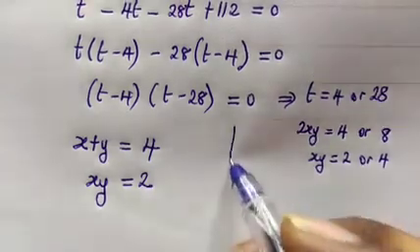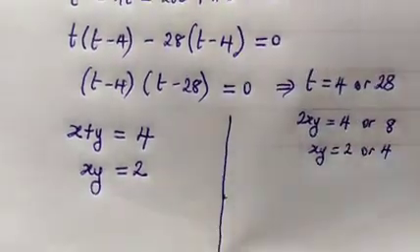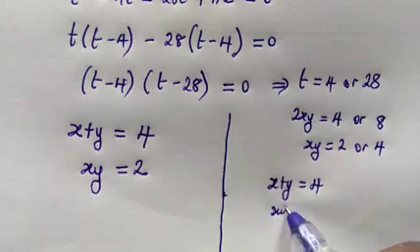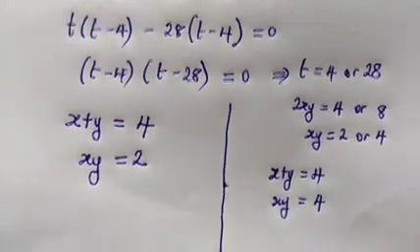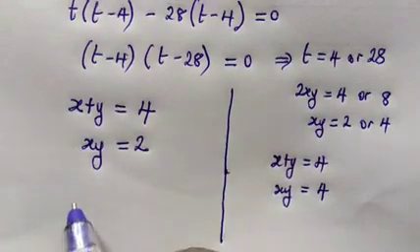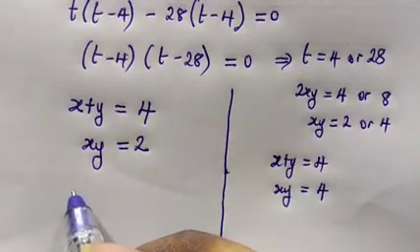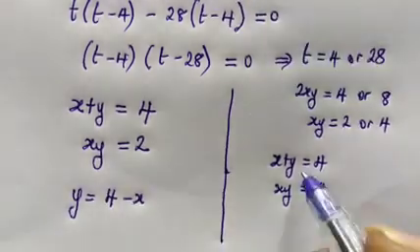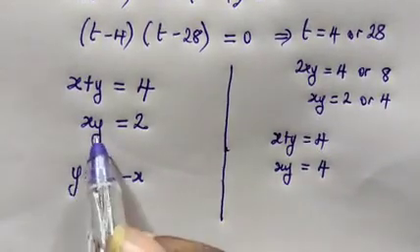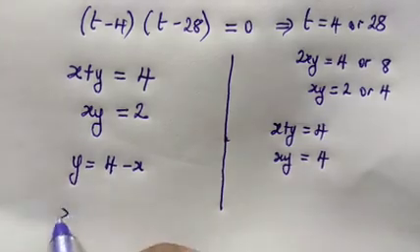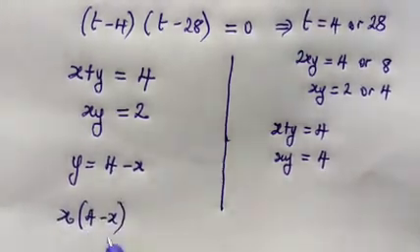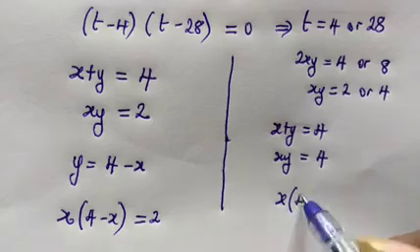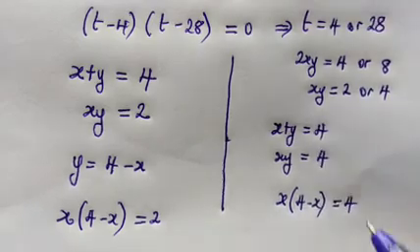So we're going to have two systems of equations, right? The next one is x plus y is equal to 4 and xy is equal to 4. Now from equation 1, we can solve for x in terms of y, or we can solve for y in terms of x. So therefore y is going to be equal to 4 minus x, the same thing here. Then we substitute the value of y into equation 2 in terms of x. We get x into bracket 4 minus x is equal to 2. And here we get x into bracket 4 minus x is equal to 4.